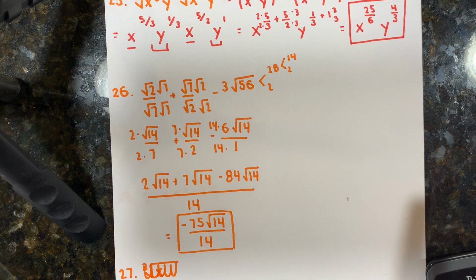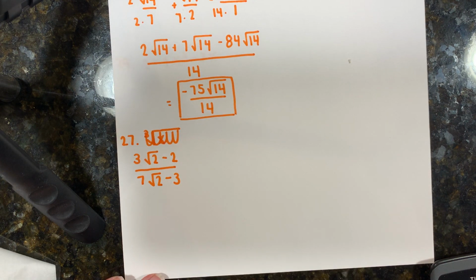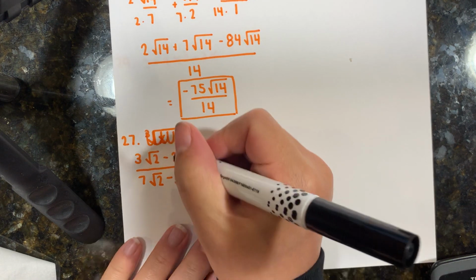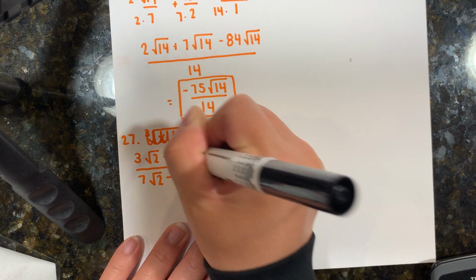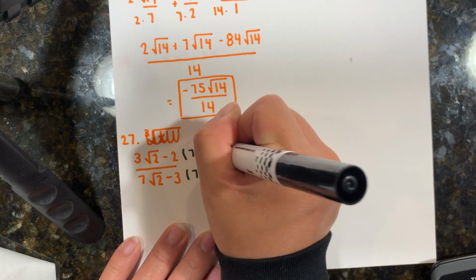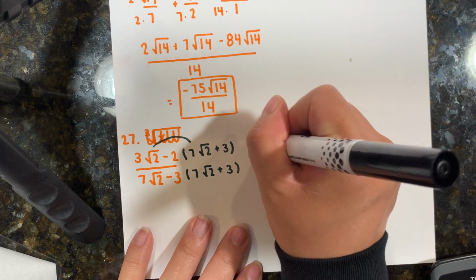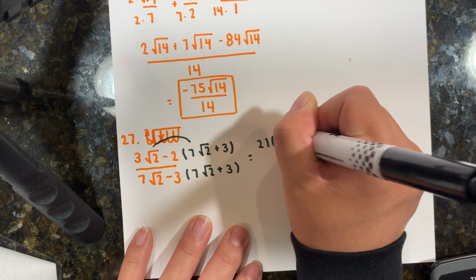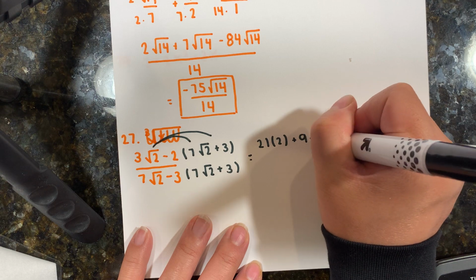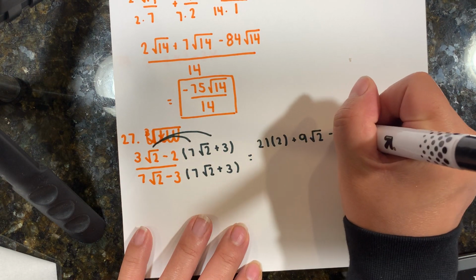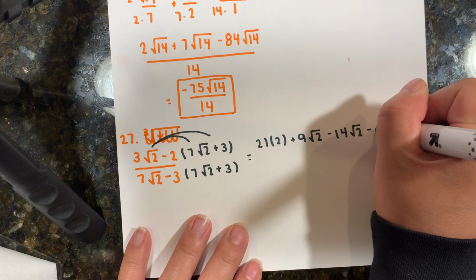Now looking at number 27, we have to get rid of that square root in the denominator by multiplying top and bottom by the conjugate. And I'm just going to flip one of the signs. So I'm going to make this 7 root 2 plus 3. And multiply this through. So I have 3 root 2 times 7 root 2. It's going to be 21 times 2. 3 root 2 times 3 would be 9 root 2. Negative 2 times 7 root 2 would be negative 14 root 2. Negative 2 times 3 would be negative 6.